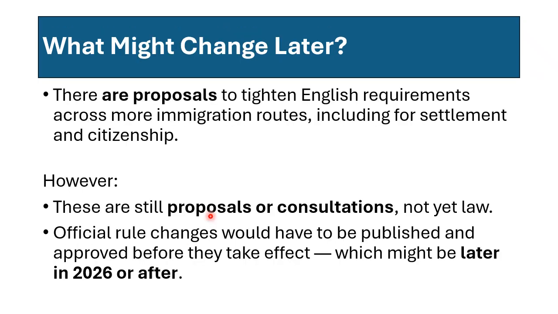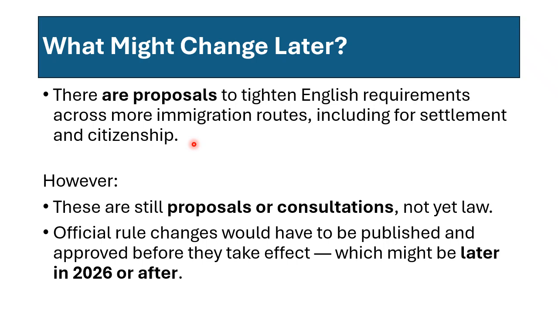So what might change later? Now, this is not confirmed yet. These are just proposals. There are proposals to tighten English requirements across more immigration routes, including for settlement and citizenship. Now, at the moment, what the rules say is that if you are applying for indefinite leave to remain or British passport, you can still use B1 qualifications.